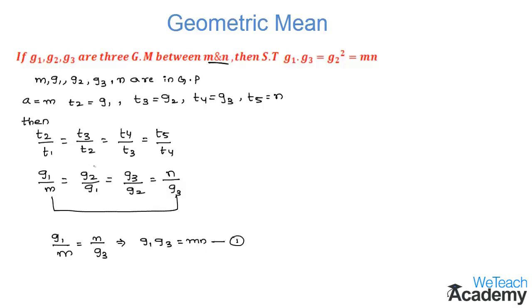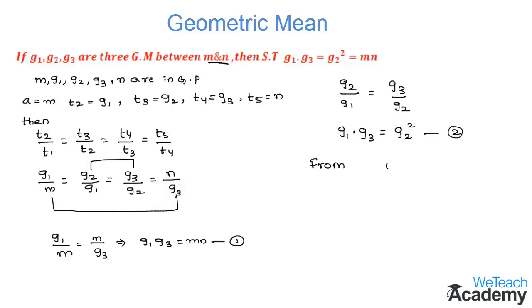And now let us consider the middle two terms. g2 divided by g1 is equal to g3 divided by g2. On cross multiplying this would come as g1 into g3 is equal to g2 square. Now let us consider this as equation 2.